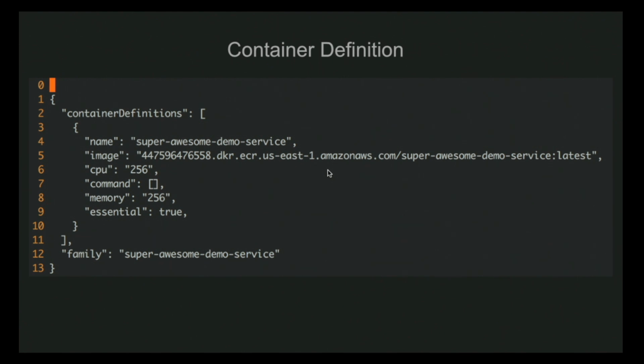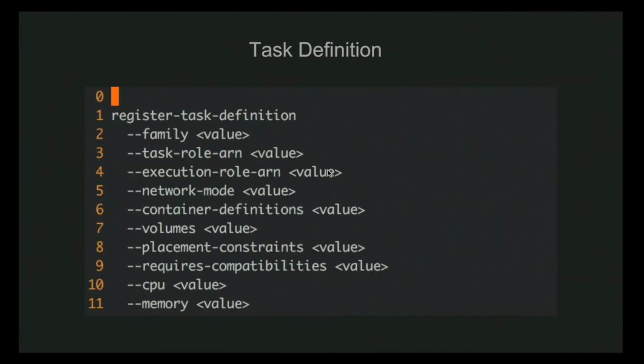And then they have what they call a family, which is kind of like a group of task definitions. Anytime you update it, you create a revision in the family. I will explain a little bit about that in a minute. Here's a task definition. Task definitions, like I said, are a way to describe how to run a task or a set of containers.